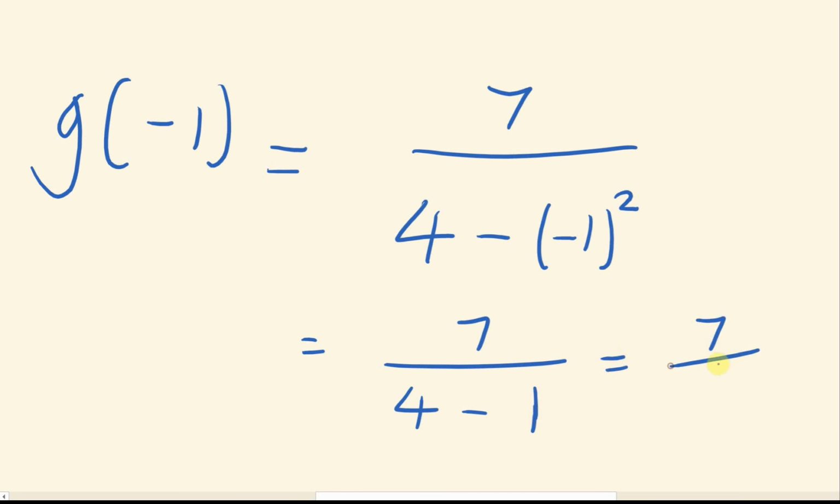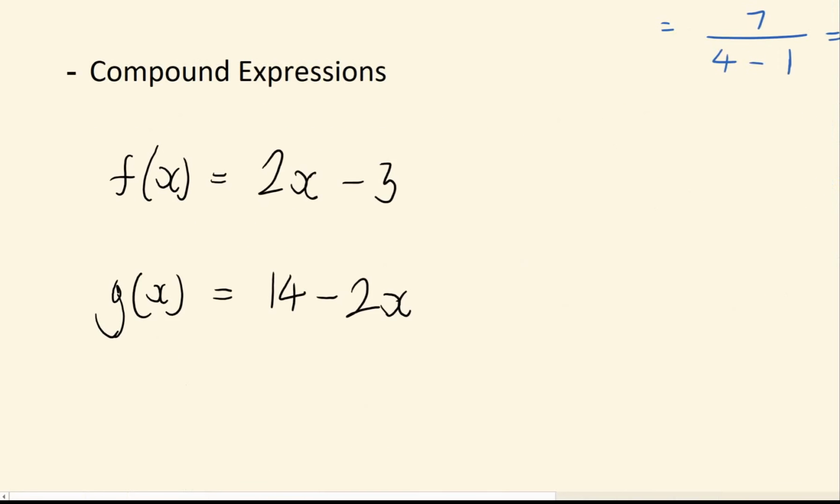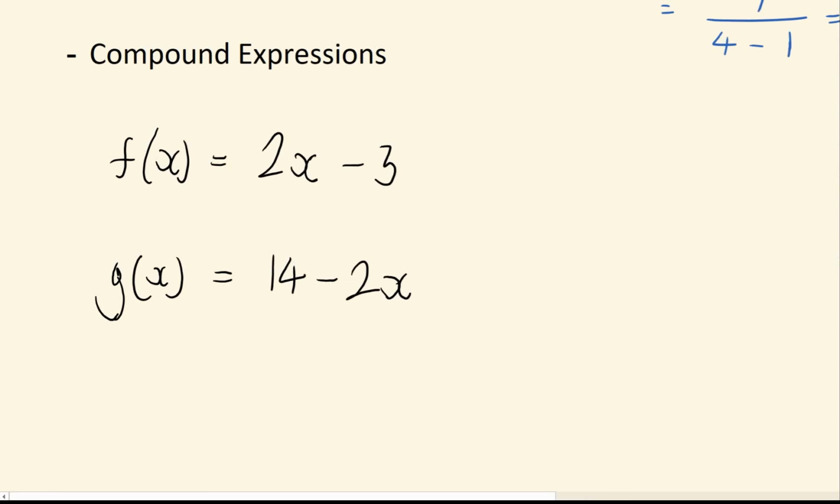So this will just give you 7 over 3. Again, no reason to write that as a mixed number. You're perfectly fine to leave it as the answer, because it's just a fraction. Next, we have the same thing with compound expressions. This is where you have two functions, and you're asked to work out something like fg of 5 or gg of 7.